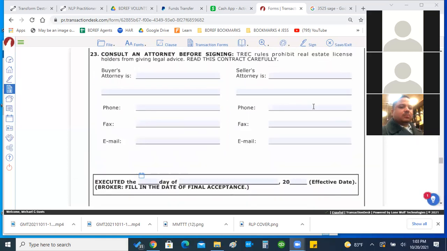Do not put anything here. If you put something there as for attorney, then that attorney has to get paid. So don't put nothing there. Even if they say they have an attorney, do not add them to the contract unless you are going to cut them a check.